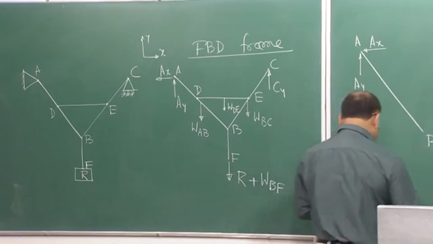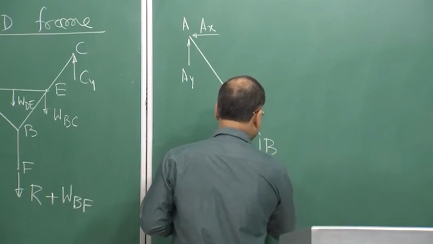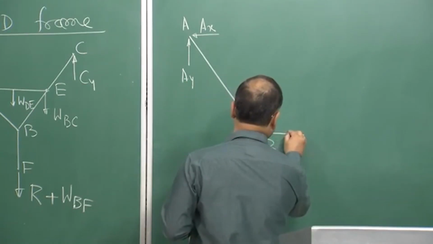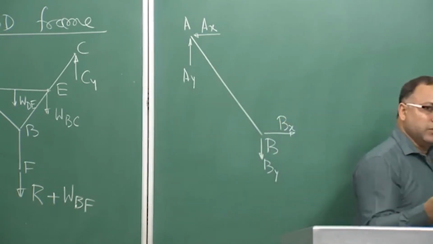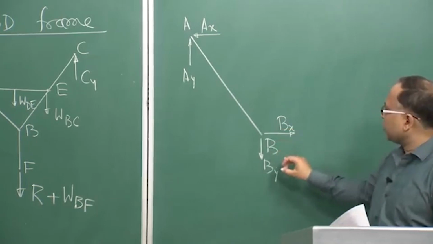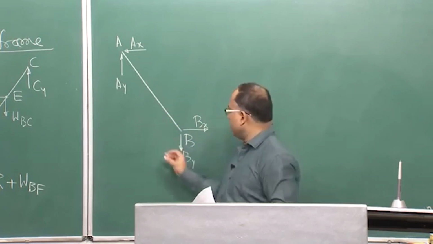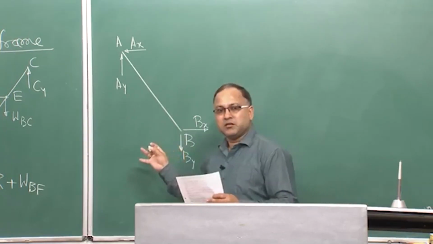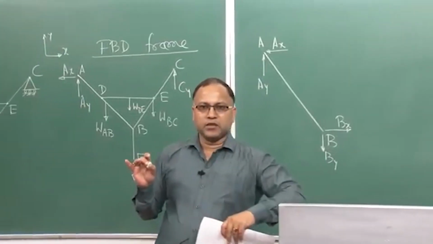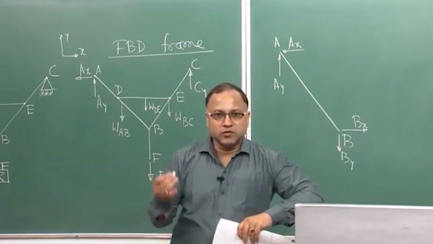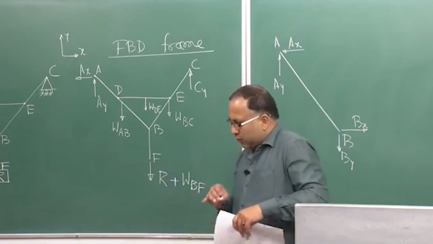So, that thing I can simply show by Bx and By. Again I am telling you repeatedly that I do not know the direction of Bx and By. Bx could be in this direction, By could be in the upward direction, that could be, but I do not know. I am just writing that thing arbitrarily. That will be coming from the analysis. When you are analyzing the actual structure, then it will be coming automatically.